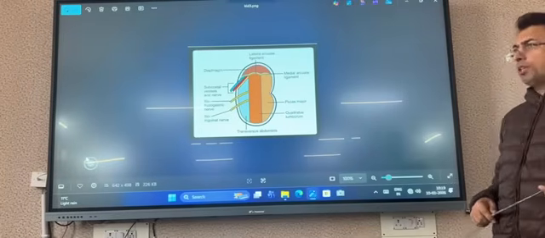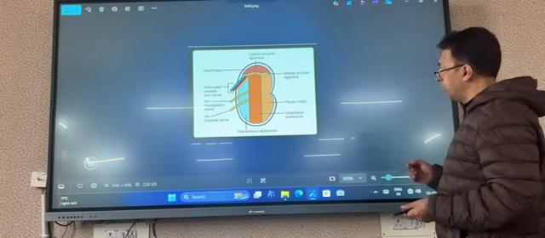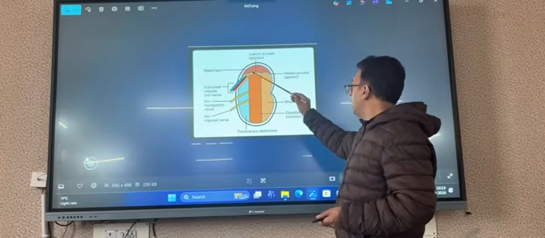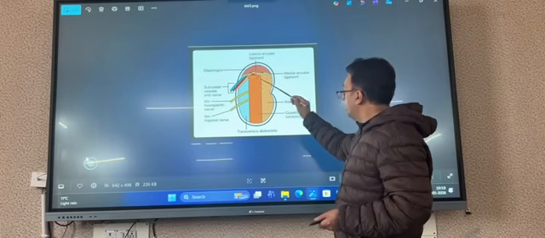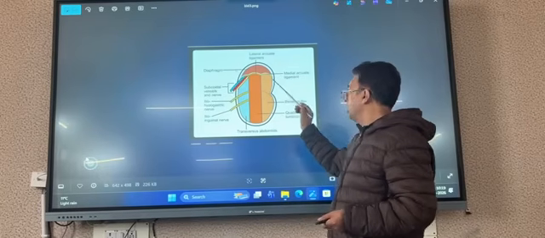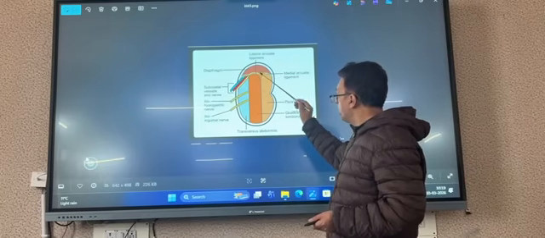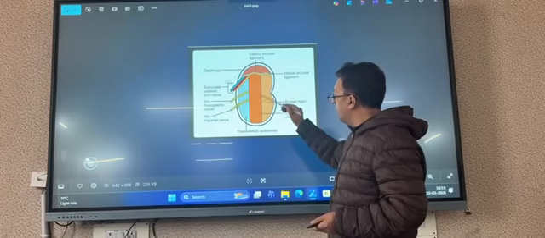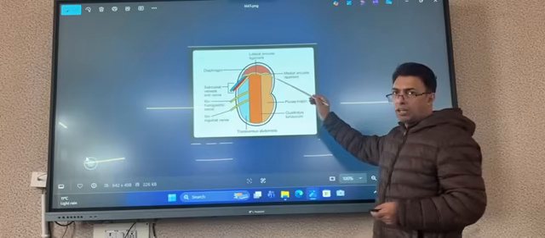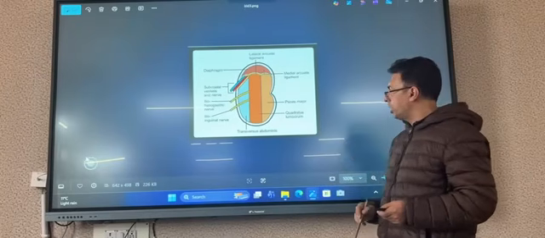As you can see in the figure, the relations of the kidney are the diaphragm over here, and the medial arcuate ligament and the lateral arcuate ligament. Assuming this is the left kidney, this is the medial arcuate ligament, this is the lateral arcuate ligament, and this is the area of the diaphragm. What are the medial and lateral arcuate ligaments? I will tell you later once we study the diaphragm.